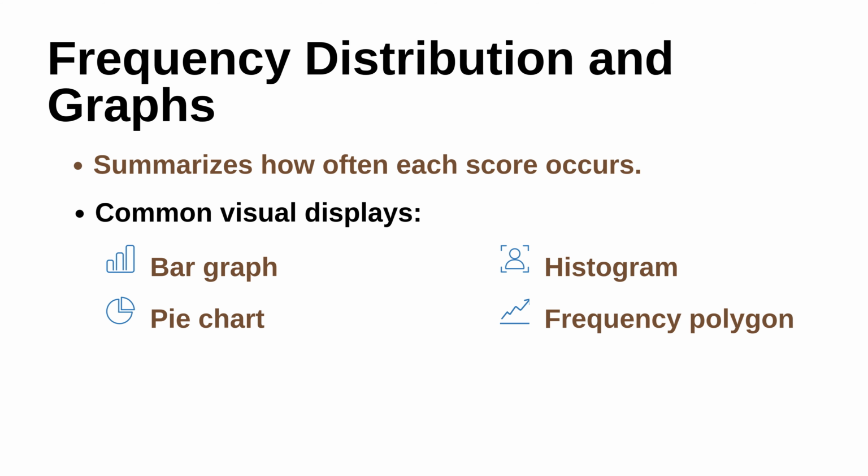Then we have the pie charts. These display proportions of a whole. And the frequency polygons, which connect points showing how data change across values. These tools make data interpretation accessible, especially in presentations and research posters.